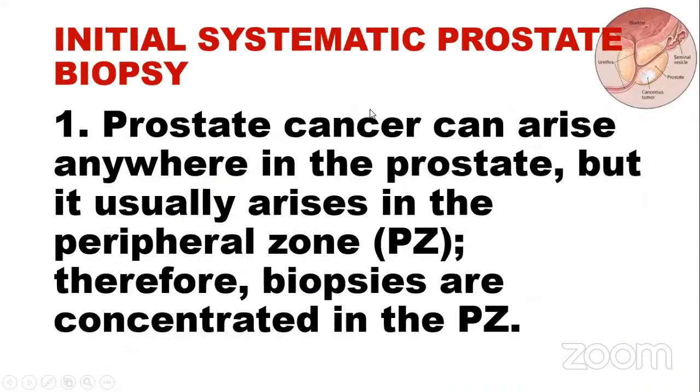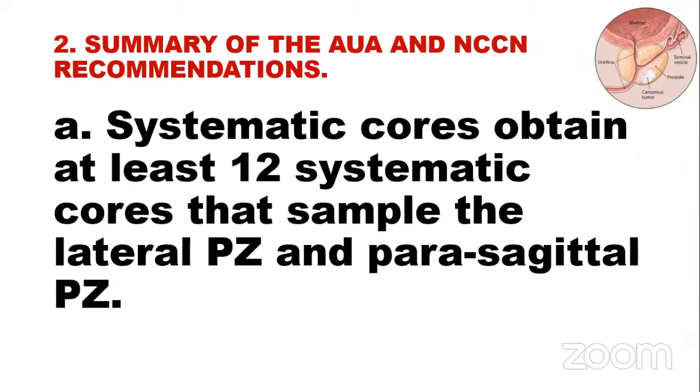Initial systematic prostate biopsy. Prostate cancer can arise anywhere in the prostate, but it usually arises in the peripheral zone. Therefore, biopsies are concentrated in the peripheral zone. The summary of the AUA and NCCN recommendations: obtain at least 12 systematic cores that sample the lateral peripheral zone and parasagittal peripheral zone. So this is the sample site.